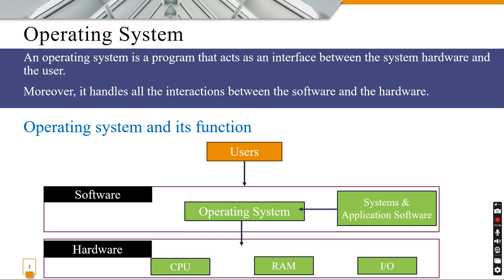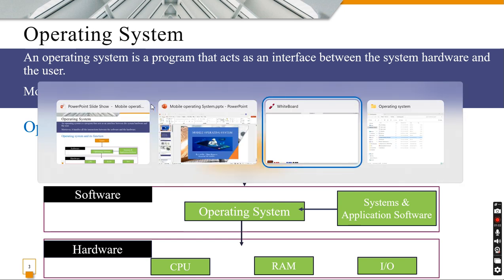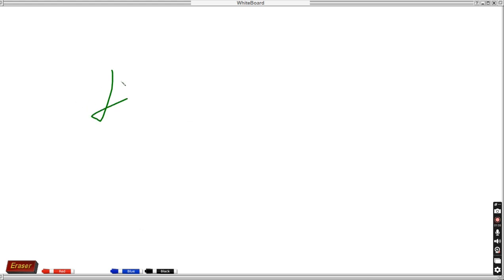What is operating system? An operating system is a program that acts as an interface between the system hardware and the users. Hardware like your PC and hard devices, and software like your applications, MS Excel, MS PowerPoint, and other applications like Chrome. Moreover, it handles all the interaction between the software and the hardware.